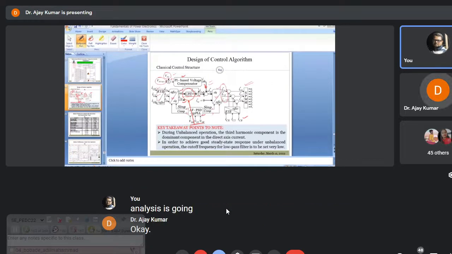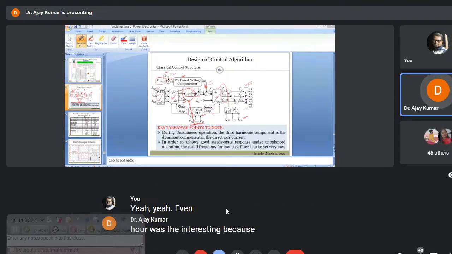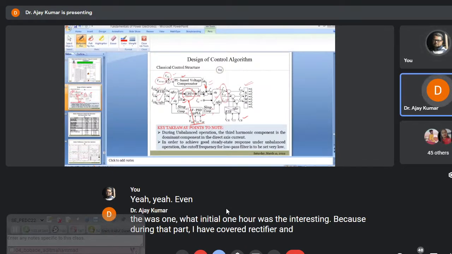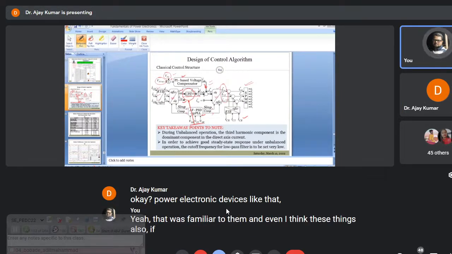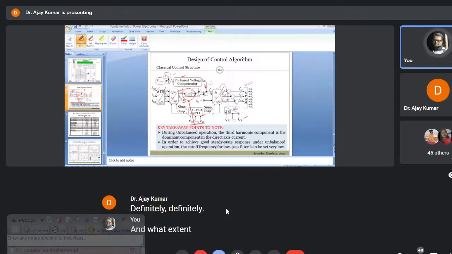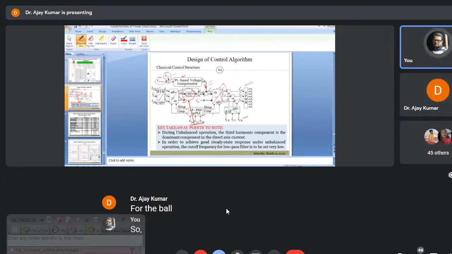So I think the initial 1 hour was interesting, because during that part I covered the rectifier and the use of power electronic devices. That was familiar to them, and even these things, if they hear them again and again, then only they will come to know at what extent the applications may go, and what the complexity is, what level of hardware setup is required for power electronics. Even if they get the feel of these things, that is a great thing.